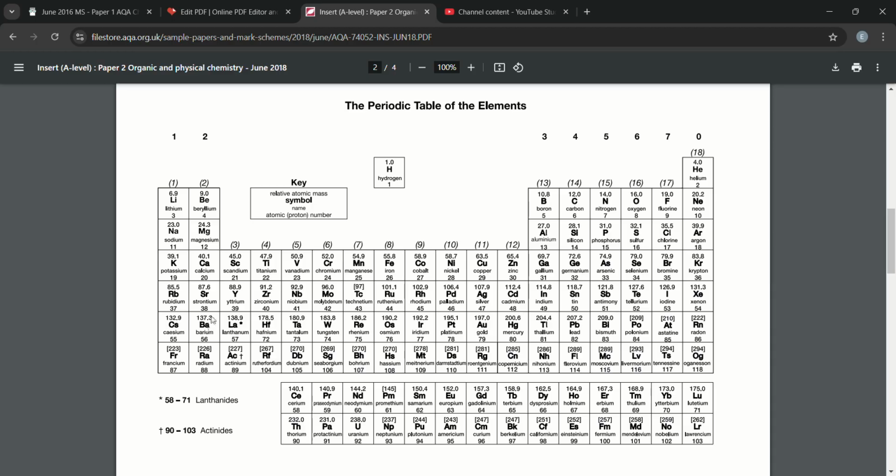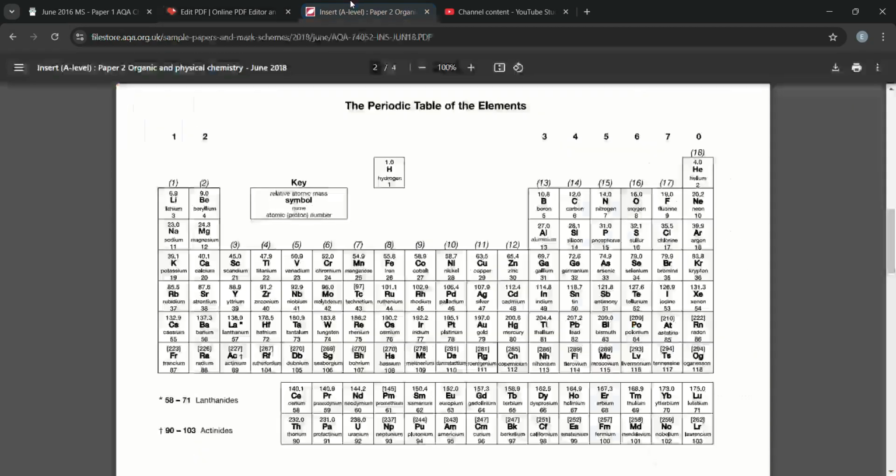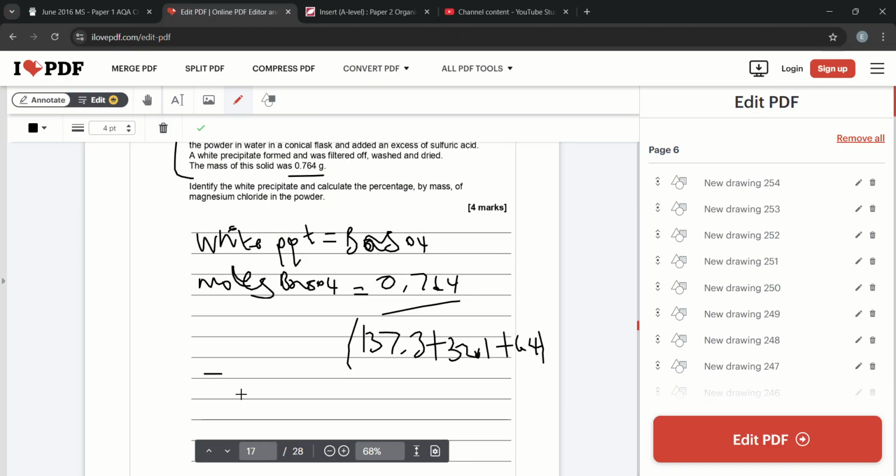137.3 plus SO4, so plus S 32.1, plus O4, 16 times 4, which is plus 64. So I'll get 0.764, the mass, divided by the Mr, 137.3 plus 32.1 plus 64, which is 233.4.